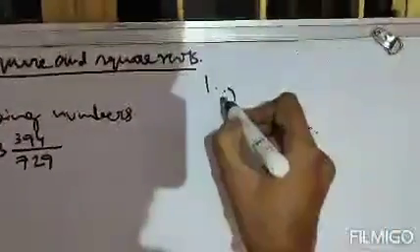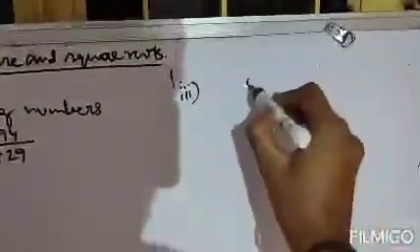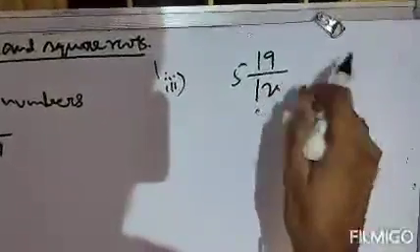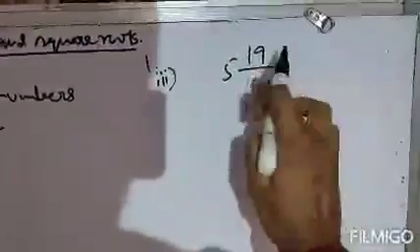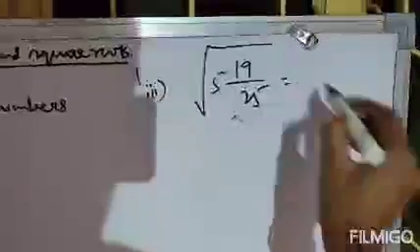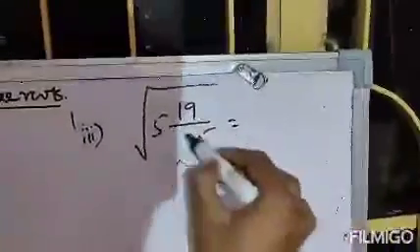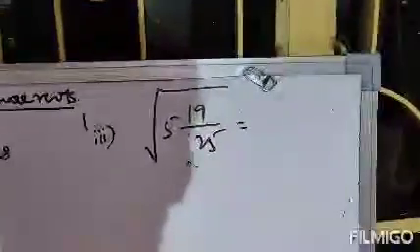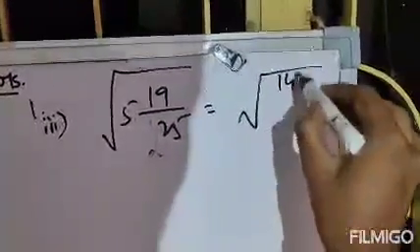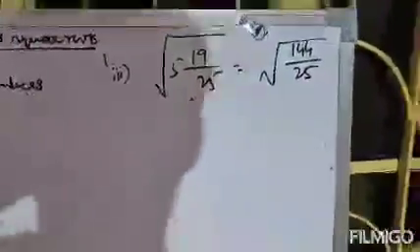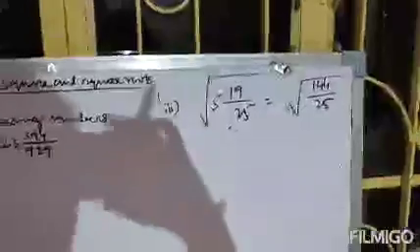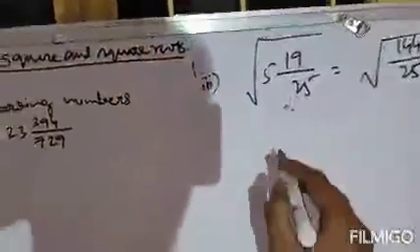Next, question number 3. Question number 3 is 5 upon 19 by 25. Find the square root of this number. So we will first convert this mixed fraction into an improper fraction. That means 5 into 25 is 125, 125 and 19 are 144. That means this is 144 and this is 25. Clear? So like the previous question, we will first take the square root of 144, then the square root of 25.